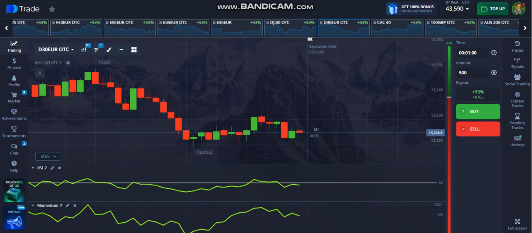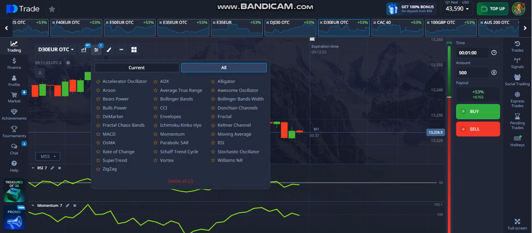So today I'm on the Pocket Option trading platform, and I'm going to be trading stock indices, various international and US stock indices, utilizing two indicators. If we click on our indicator icon here, the first one is the RSI, the Relative Strength Index indicator, and the second indicator is the momentum indicator.